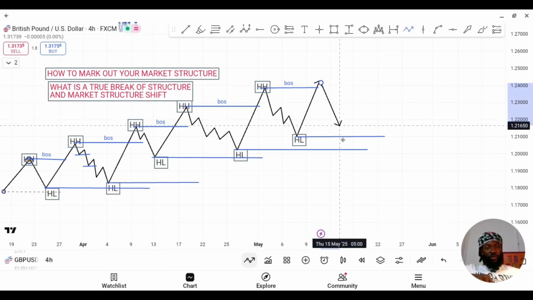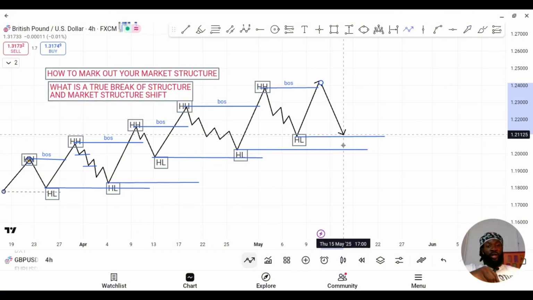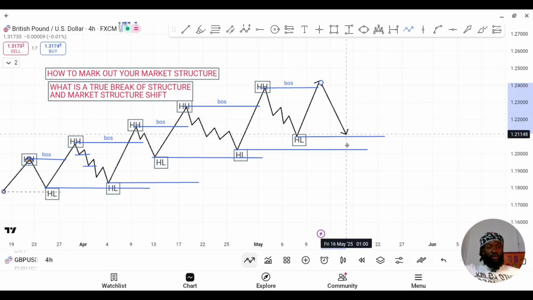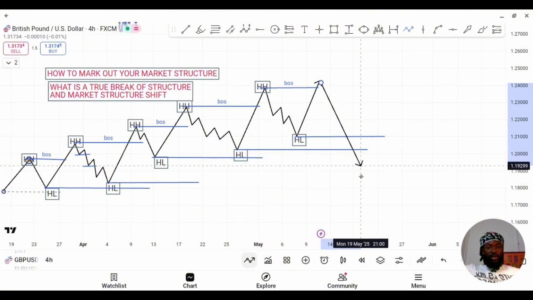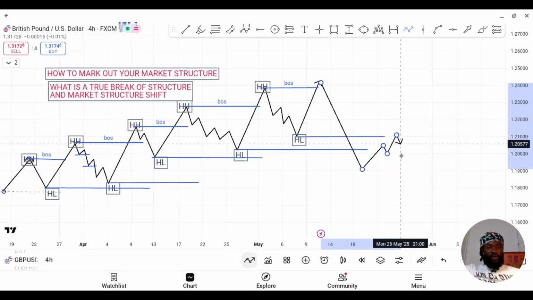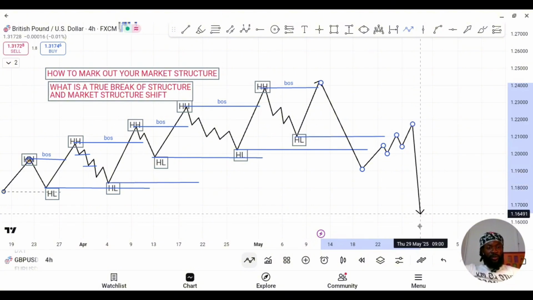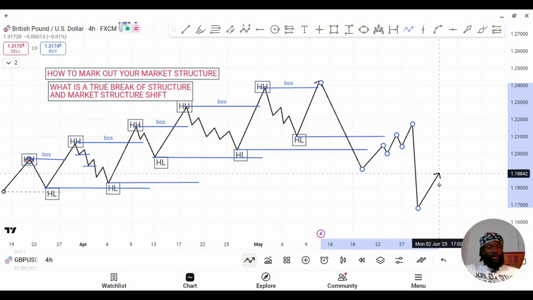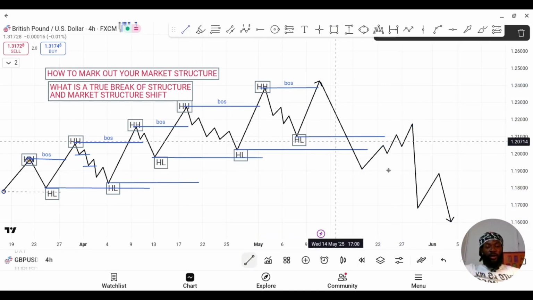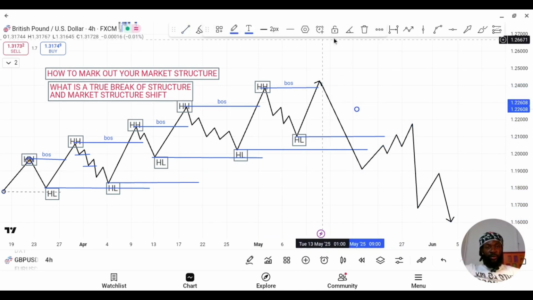Now, if the market still wants to continue higher, the market will pull back and give us another break of structure. But when the market was pulling back, see what the market did here. It validated that higher low. It validated it. You see? Validated it. Now, what do we have here?